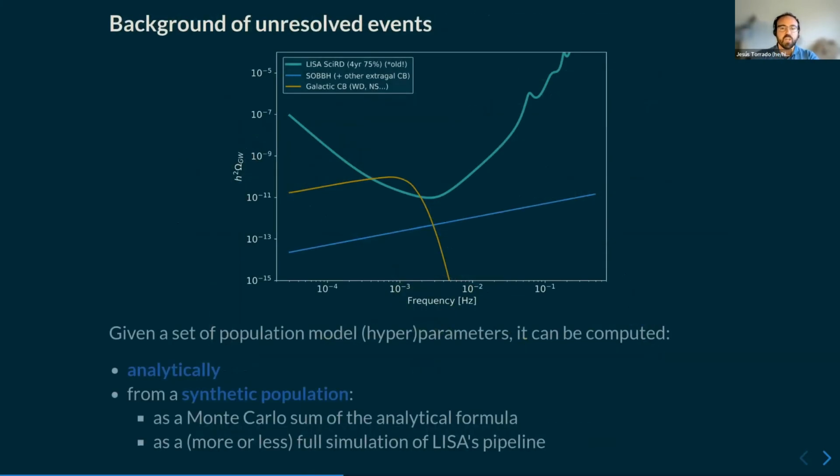So what happens with the background? If we have chosen a population model and we have chosen values for the hyperparameters, or if you want the parameters of this population model, there are a number of ways we could compute the background. We could take this population model with its parameters and do an analytic integration, as we see, or we can realize a synthetic population and then either do a Monte Carlo sum of the analytical computation or run a full simulation.